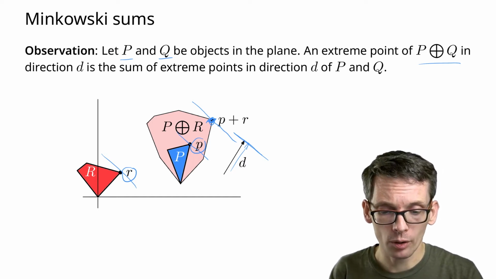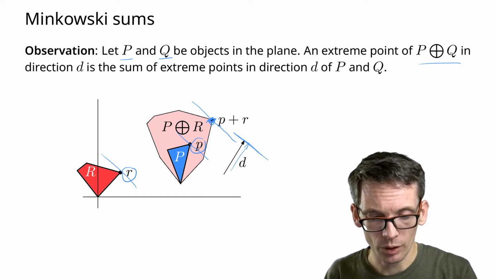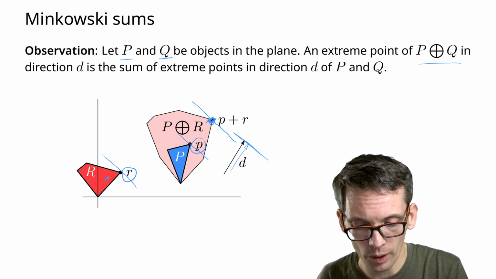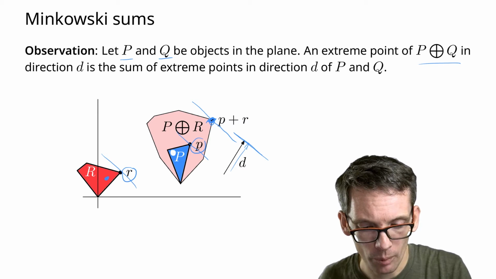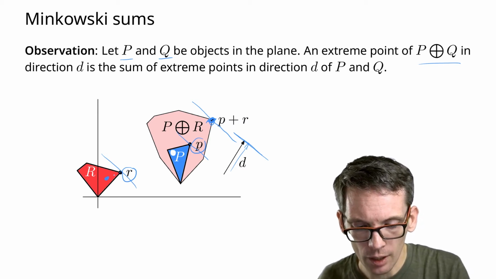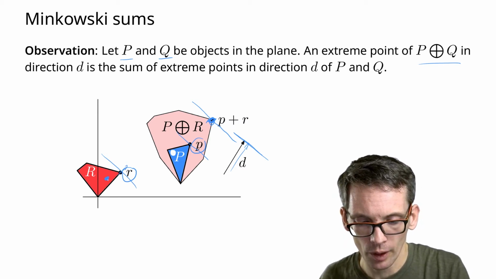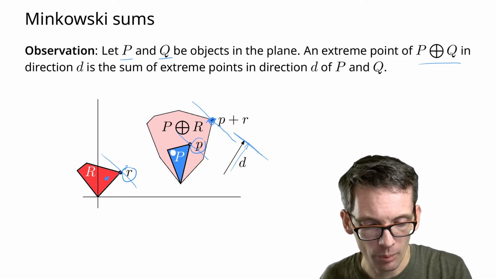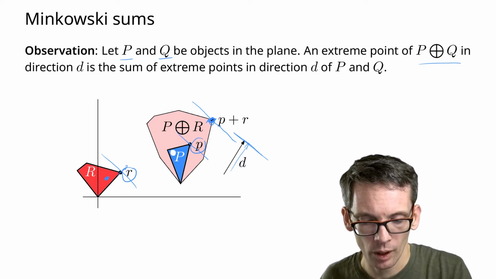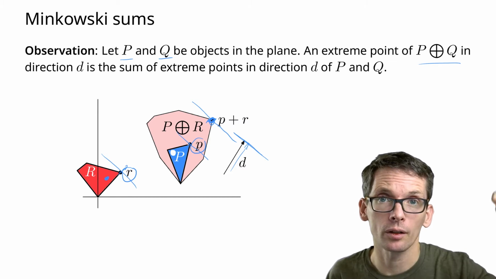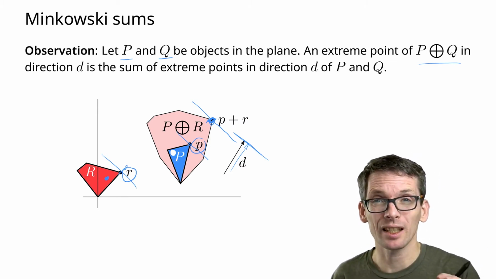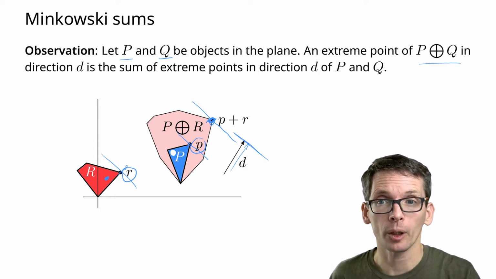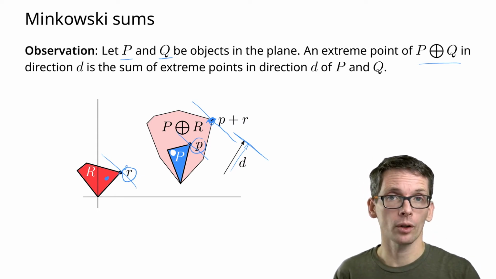But I also know that if I now take any other combination of a point in R and a point in P, because R is further in this direction than this other point, and P is further in that direction than that point, also the sum is further in that direction. Okay, so we have this observation, and this immediately helps us to say something about the Minkowski sum of convex objects.